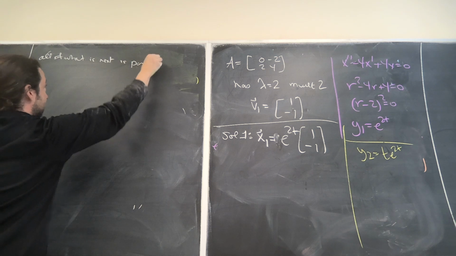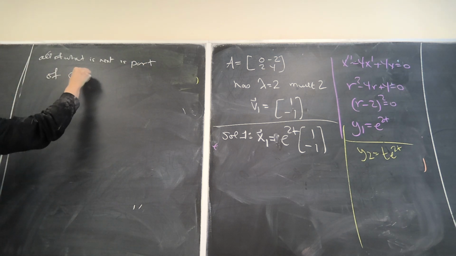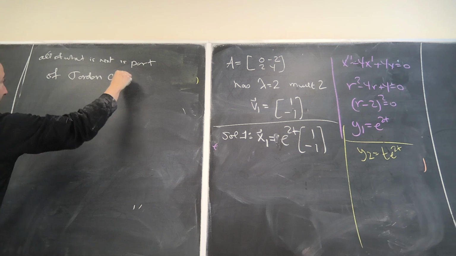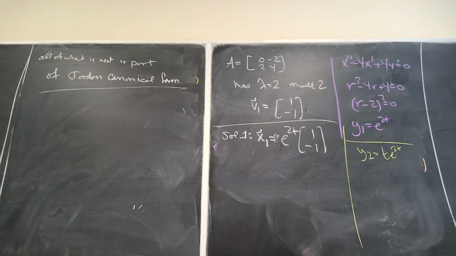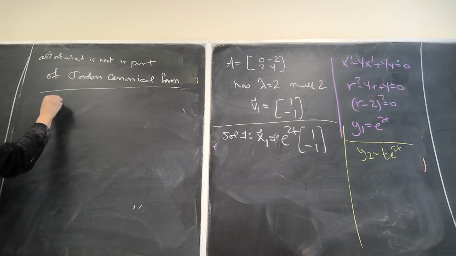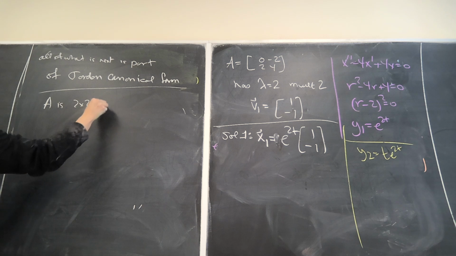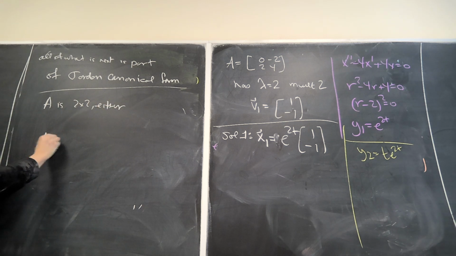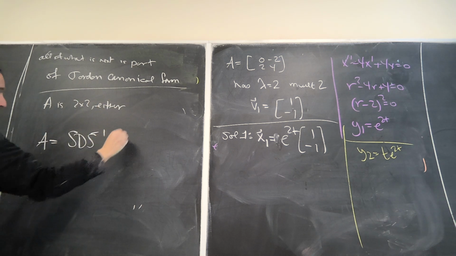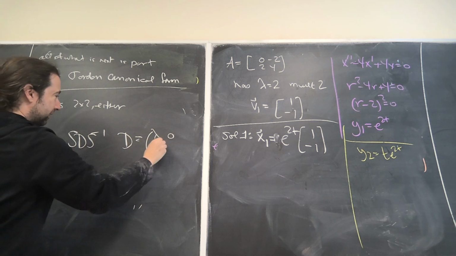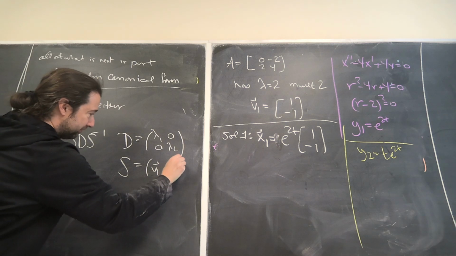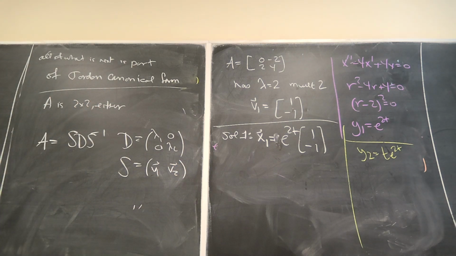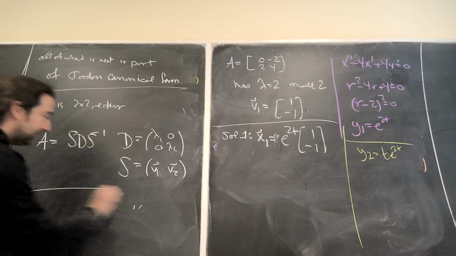All of what we're going to do next is part of what is called Jordan canonical form. In the 2x2 case, it says the following about all matrices. If A is 2x2, either A is equal to S D S inverse, where D is the diagonal matrix with lambda 1 and lambda 2, and S is made of eigenvectors. That's case 1. If it's diagonalizable, you can diagonalize it.